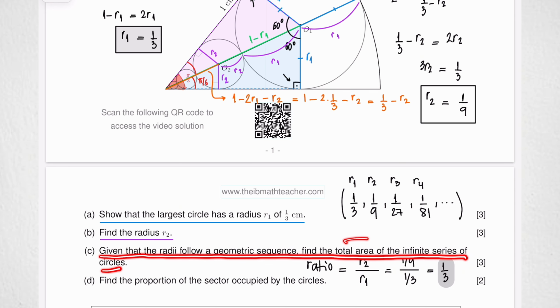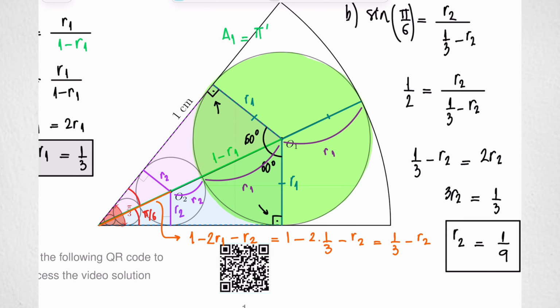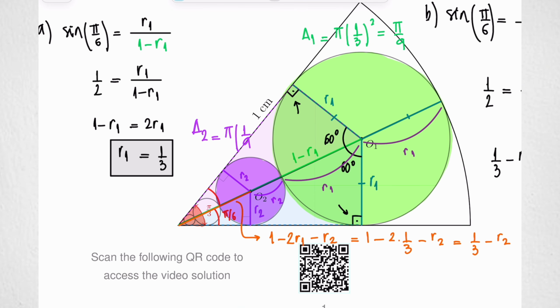So right now we're talking areas, not radius. So let's find each individual area. We have area 1 as pi r squared, and the radius here is 1 over 3, so pi over 9. We have this area over here as pi r squared as well, which in this case means pi over 81.